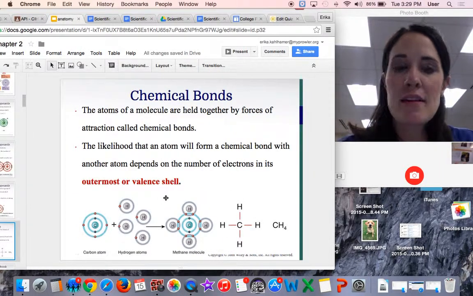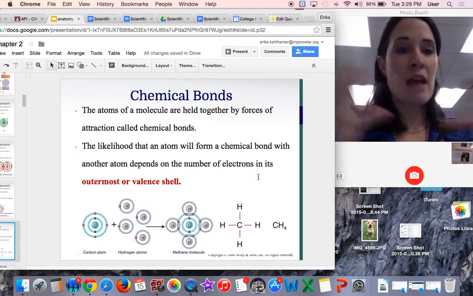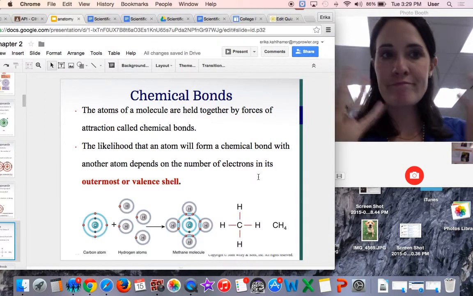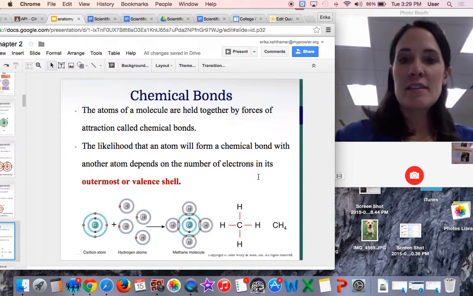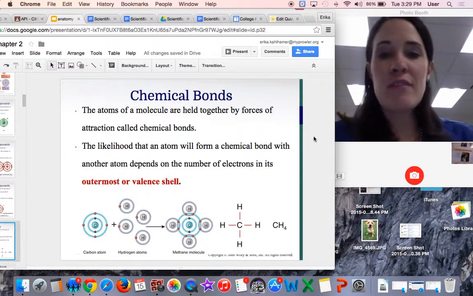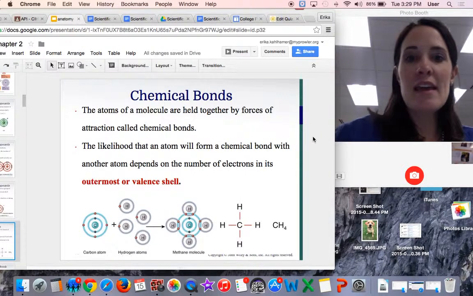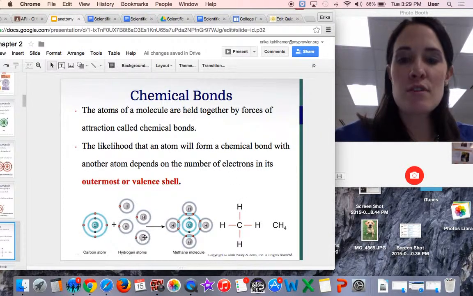Chemical bonds. They are what hold atoms together in a molecule. They bond, or they hold hands. And they're forces of attraction. And the likelihood of one atom bonding with another atom all depends on the number of electrons that are in its outermost shell. So here we have a carbon atom.